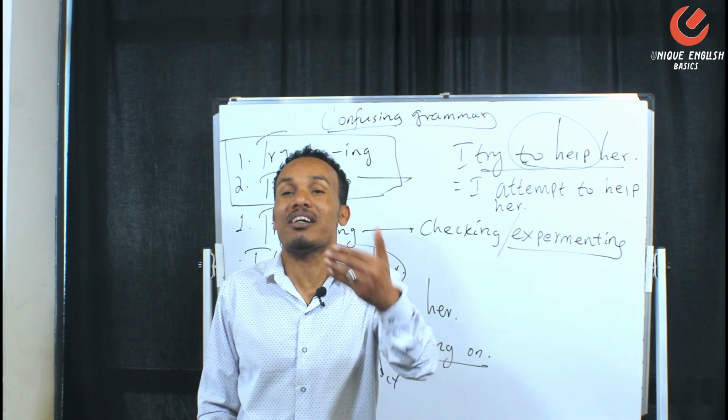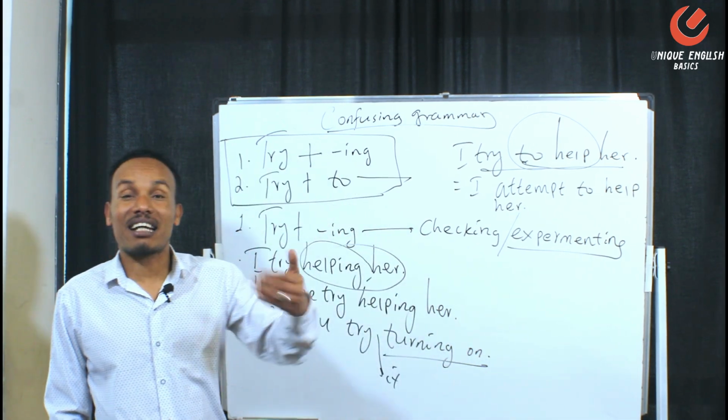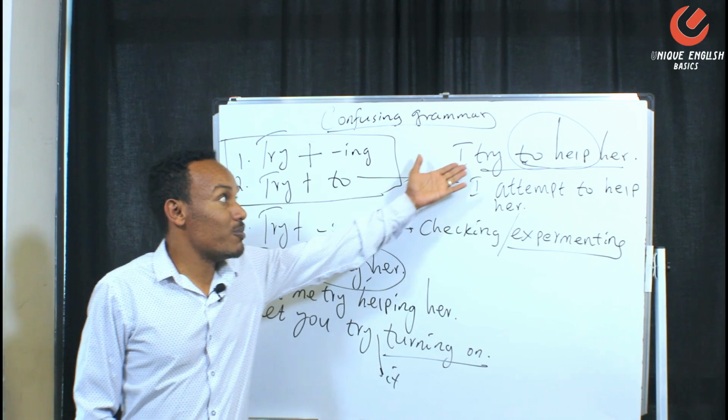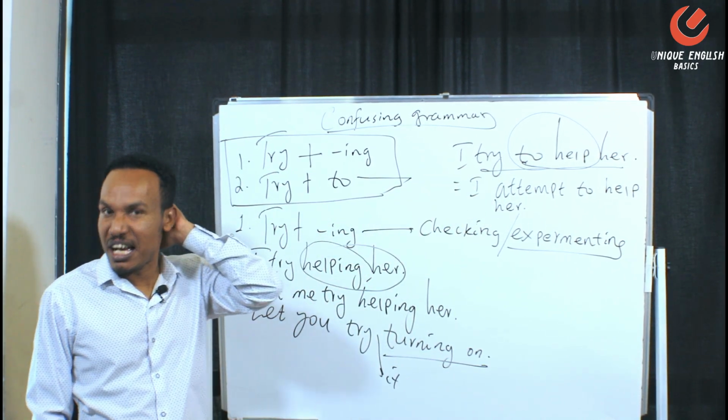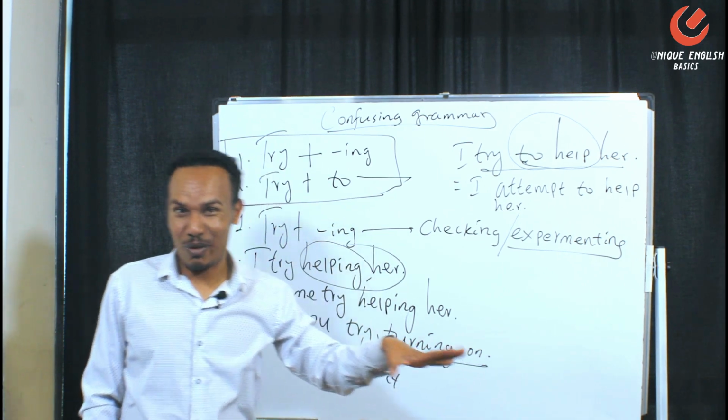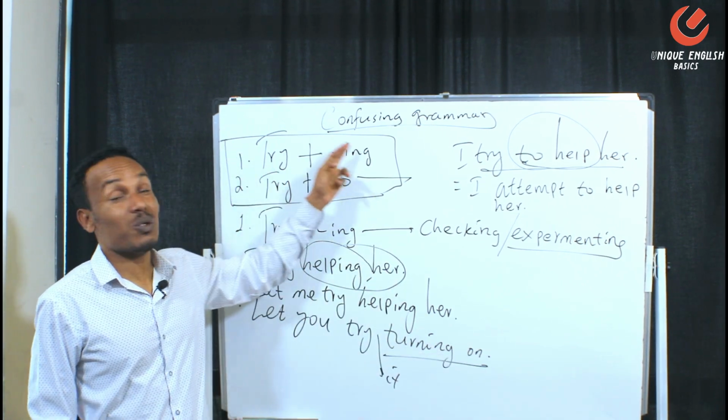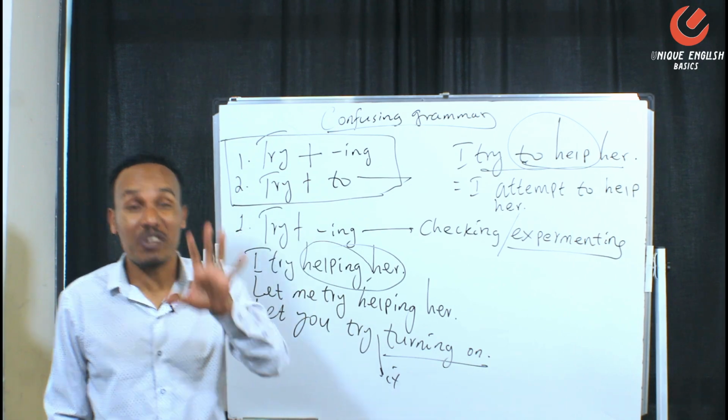I try to be positive. But see, I try to be positive. Yeah, I try to be positive. I try being positive. So there is a difference between try with ing and try with infinitive to.